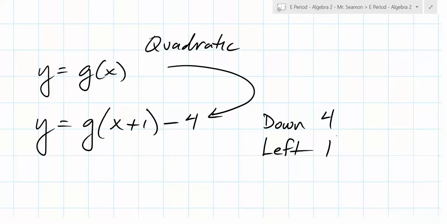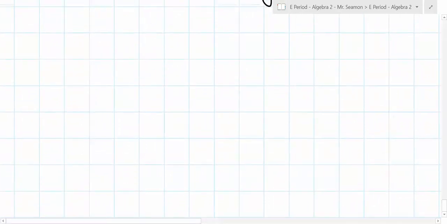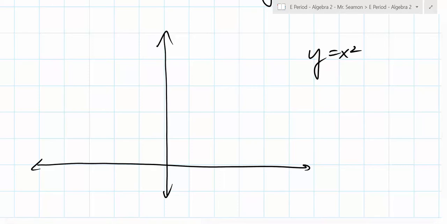Exactly. So all you're doing right now is moving things left, right, up, and down. The base graph, the easiest one you need to remember, and this is as important as y equals x. What does y equals x squared look like? Does anybody know what that looks like? Y equals x squared. Anybody know?